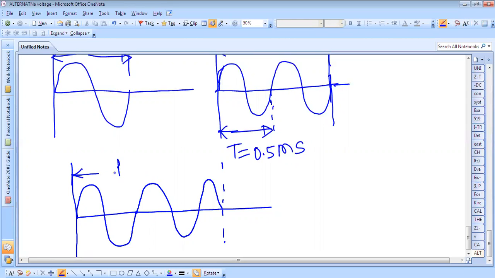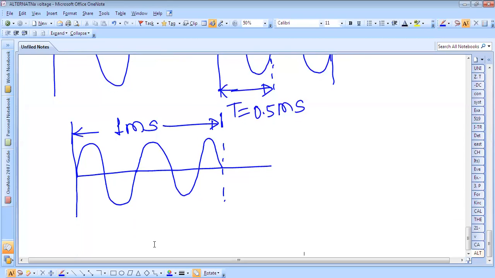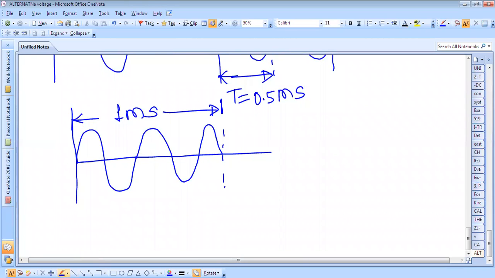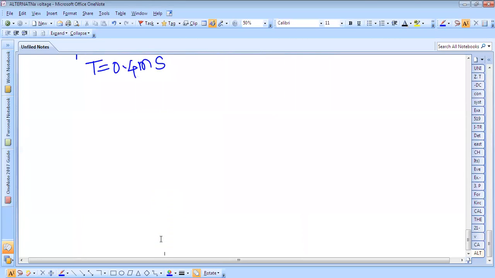So this is 1 millisecond. So the number of cycles that occur in 1 second is one cycle, second cycle and half. Therefore, what is the time period we have to write for this? The time period is equal to 0.4 millisecond. So this is how we can find the frequency and time.